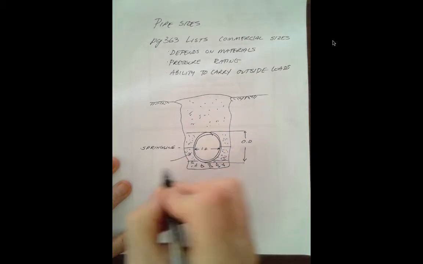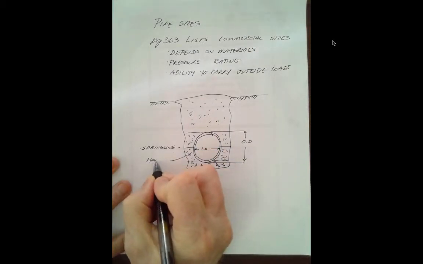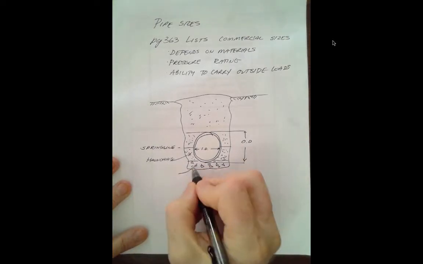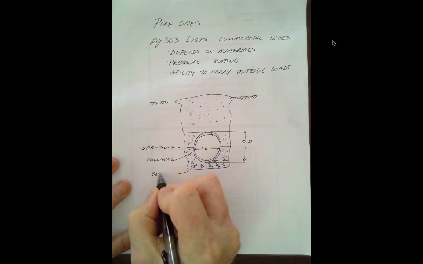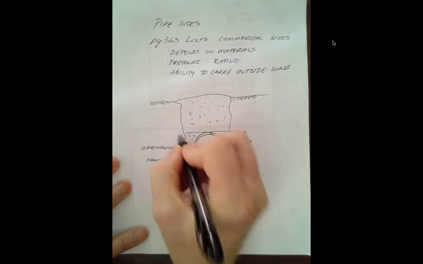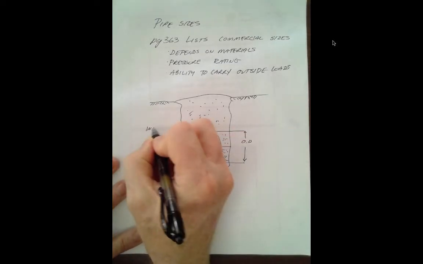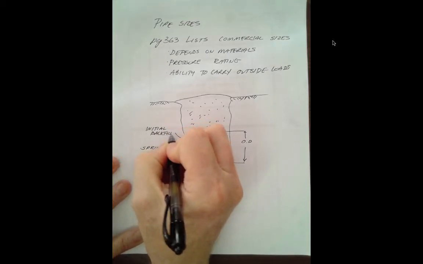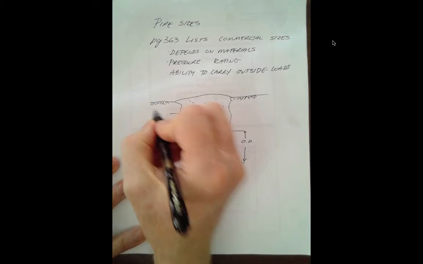This material below the spring line is called the haunching. I have no idea where that word came from. And then the pipe is laid on bedding. Initial backfill. Final backfill.